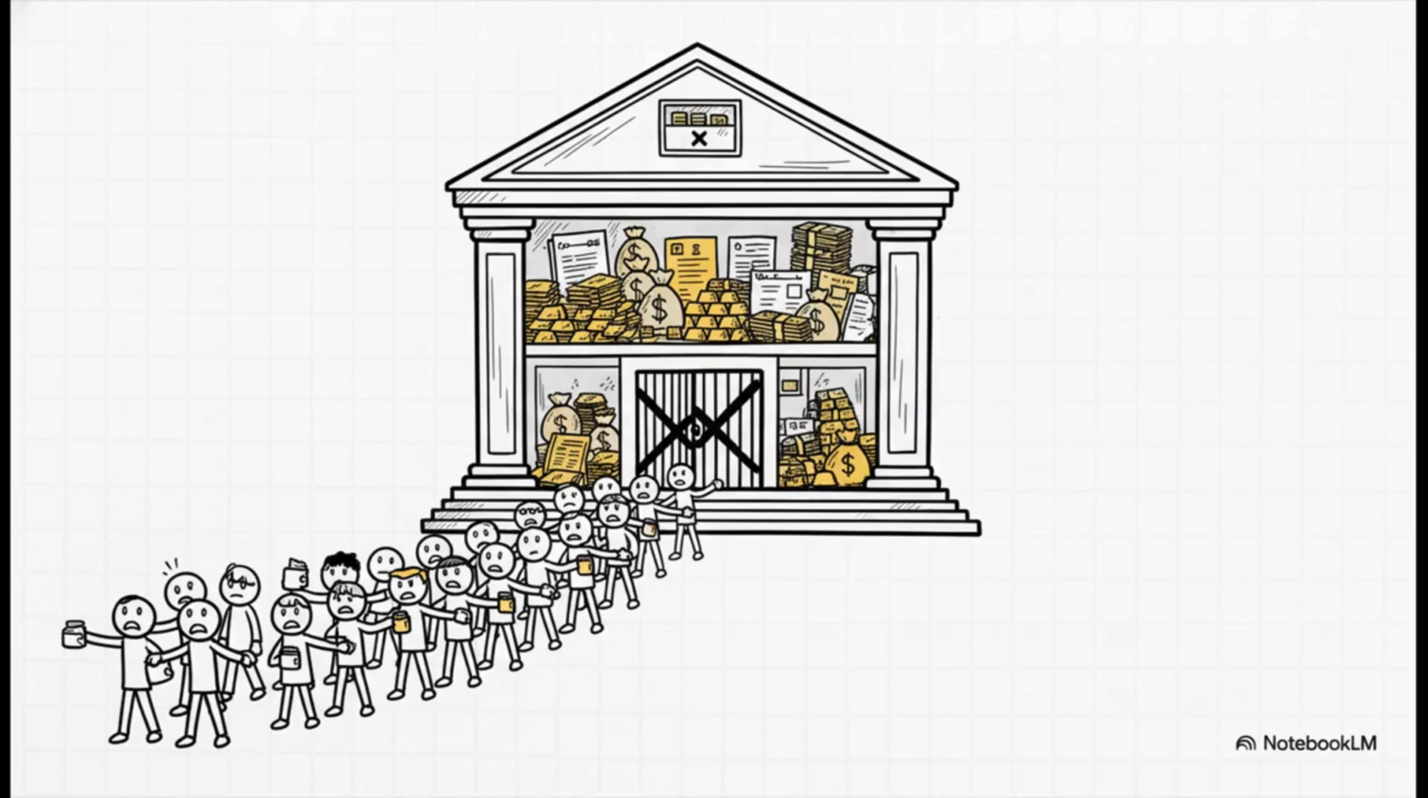It can have a great portfolio of high-quality 30-year mortgages that are very profitable over time, but if too many depositors show up demanding their cash all at once, the bank can become illiquid and completely fail. It just runs out of ready cash. And this is not some theoretical risk.